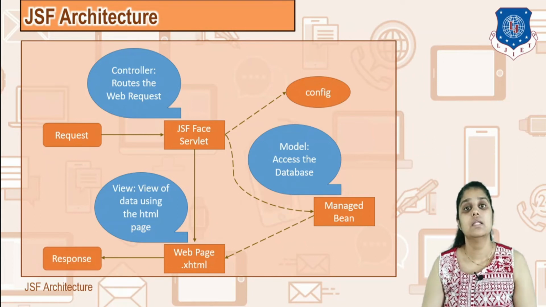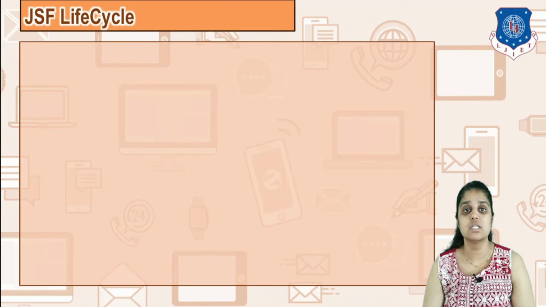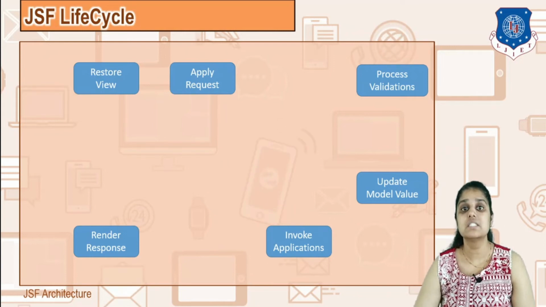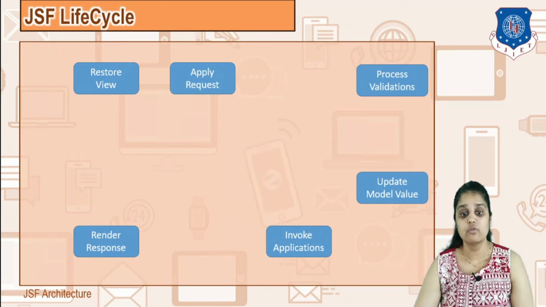Okay. Now next we are going to see the JSF Lifecycle. This JSF Lifecycle basically has different states or steps that take place: the restore view, the apply request, the process validation, the update model values, the invoke application, and render response. These are the six basic steps that are taking place.